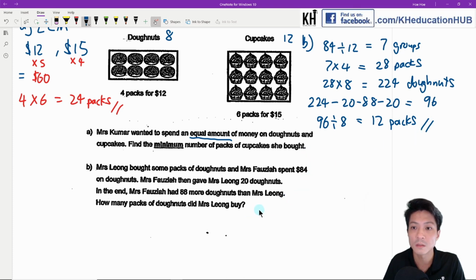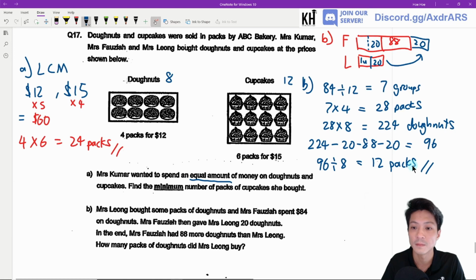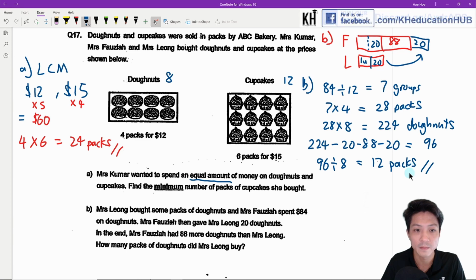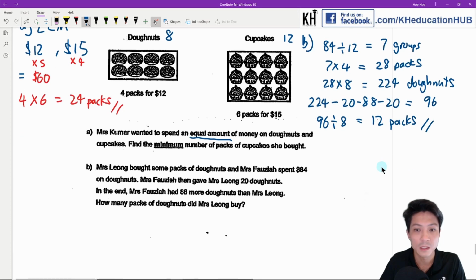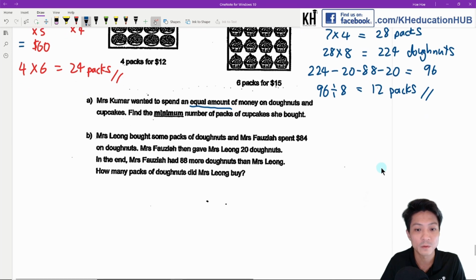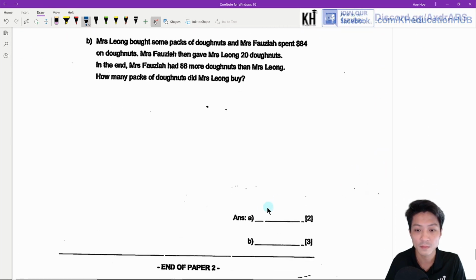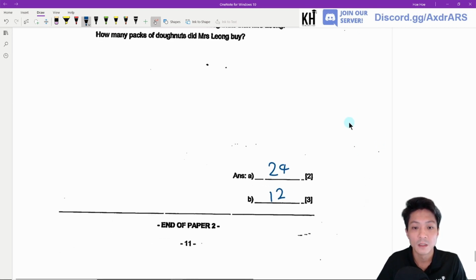Let me just check through. Okay, 24 and 12. So we have come to the end of the paper.